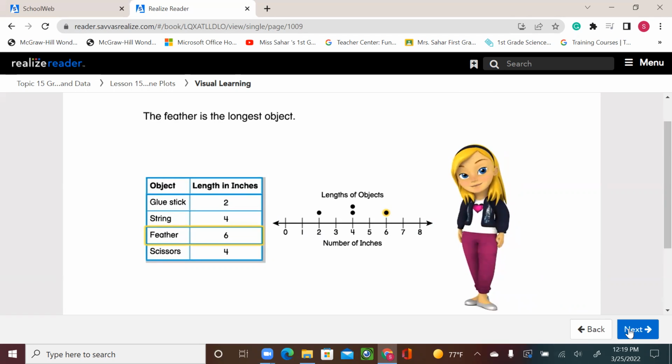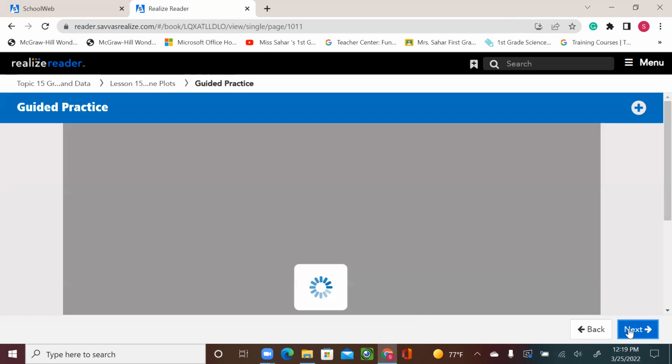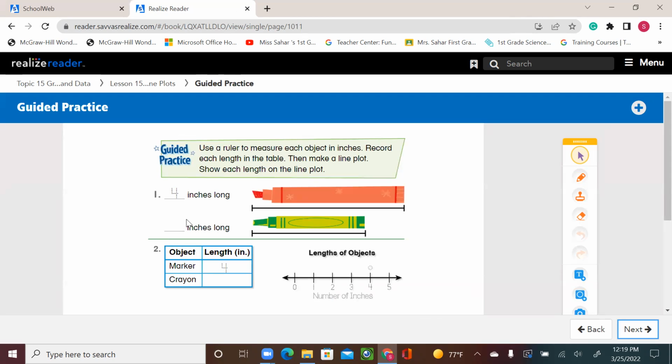All right, so let's go to our guided practice. In your book, page 642, see the examples we have. Use a ruler to measure each object in inches. Record each length in the table. That's the table we have here. Then make a line plot to show each length on the line plot.